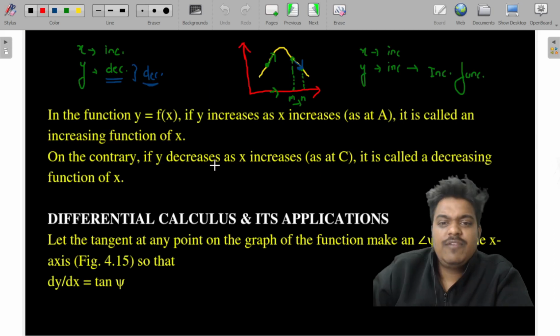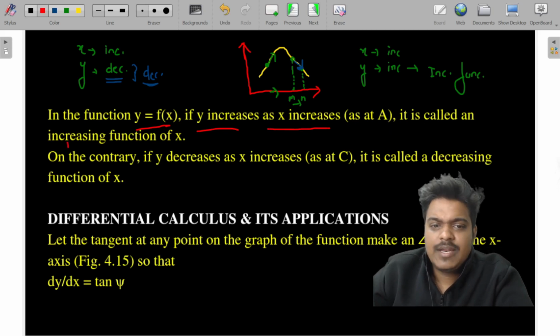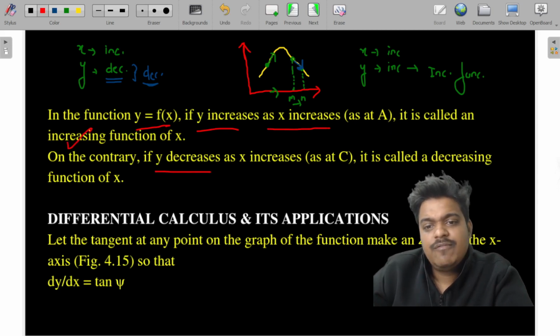So if the function y of x, if y increases as x increases, it is called an increasing function. On the contrary, if x increases and y decreases corresponding to it, it is called a decreasing function.